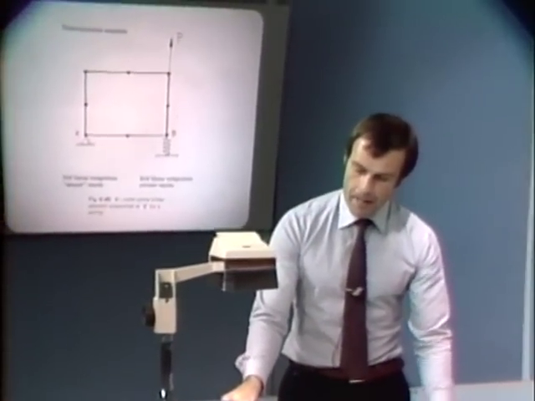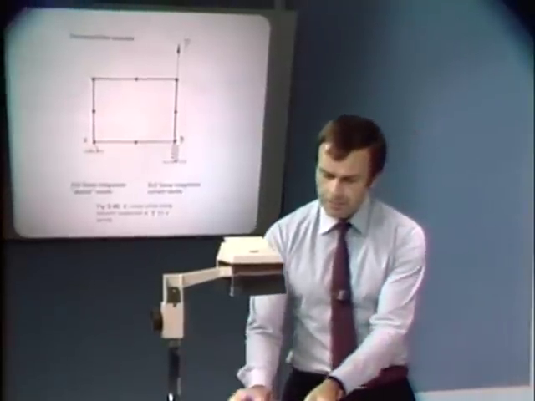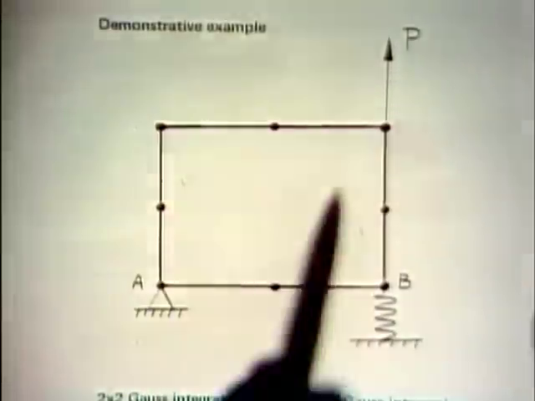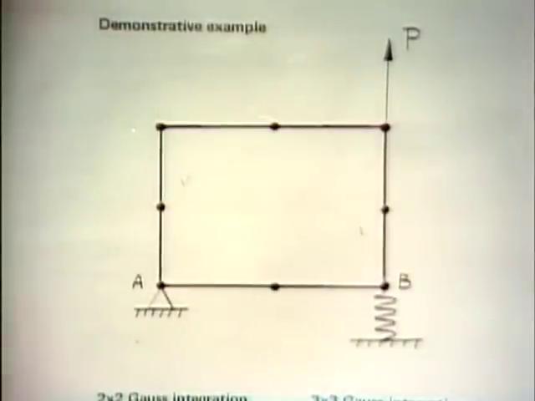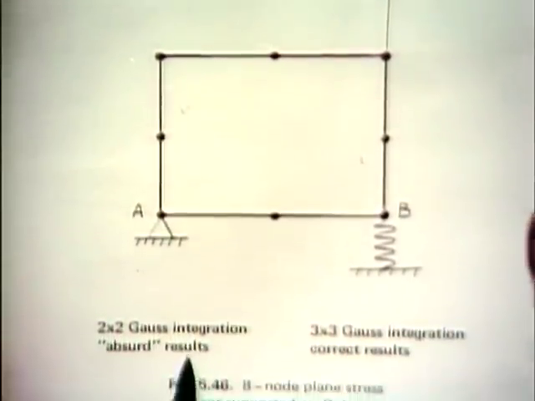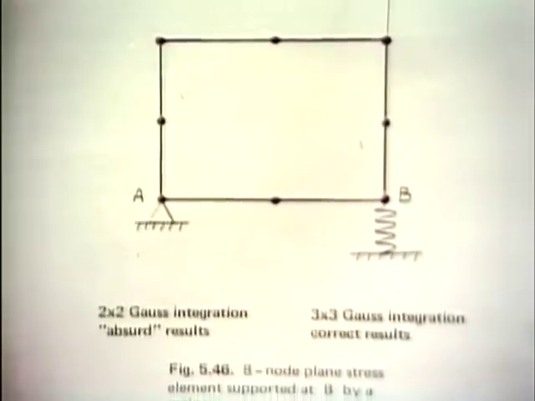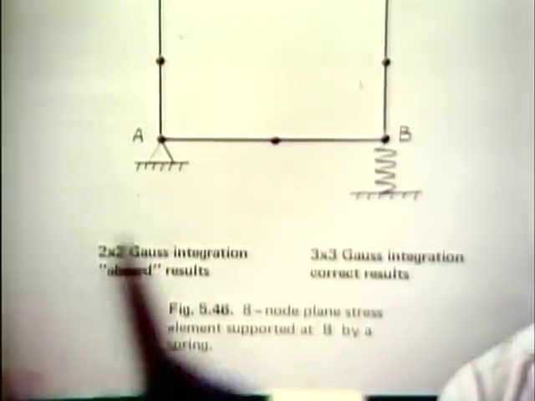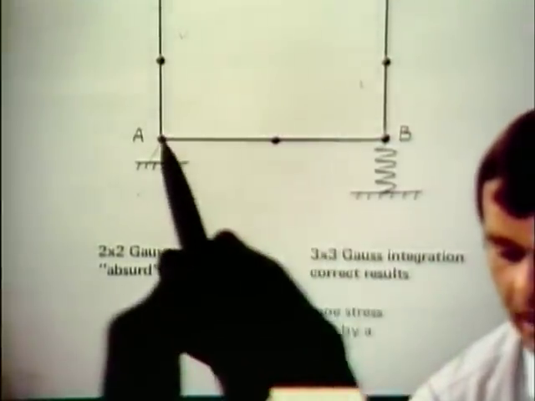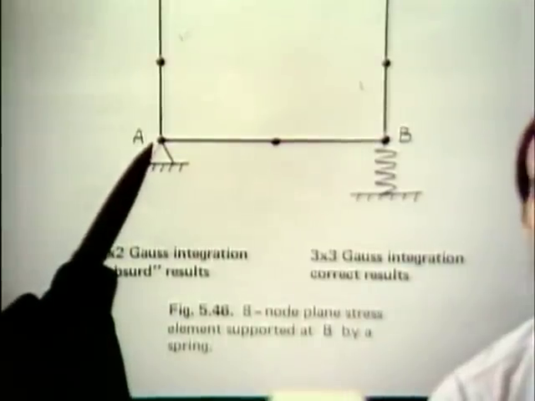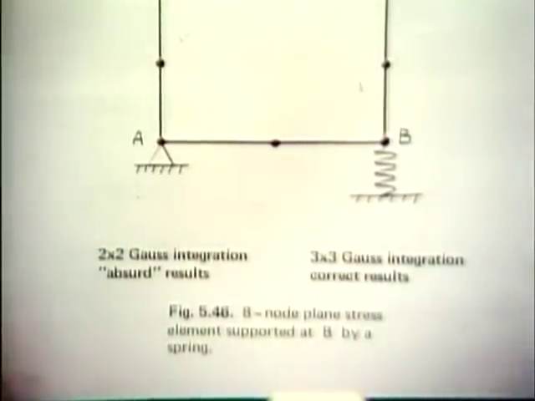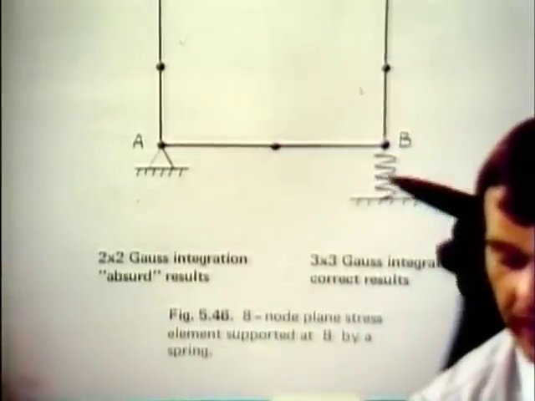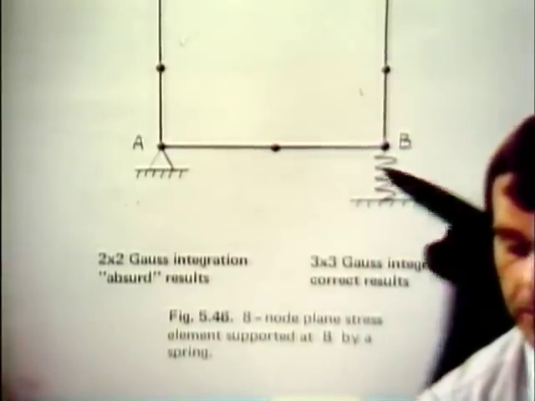Here we have the 8-node plane stress element, which is supported here on a hinge and here on a stiff spring. I apply a load P there. If I use 2x2 Gauss integration, I get absurd results. If I use 3x3 Gauss integration, I get the correct results. The correct results, of course, being that the element simply rotates about this point A as a rigid body, and of course, extending in that rotation the spring at point B.